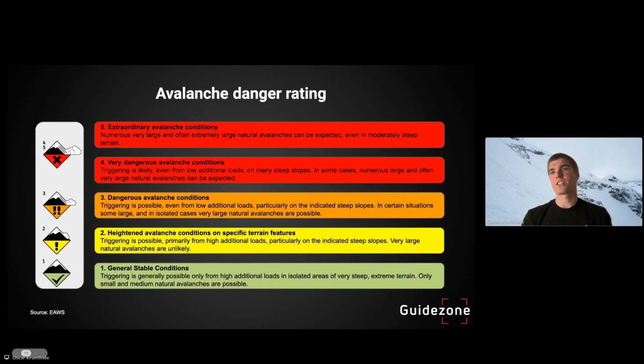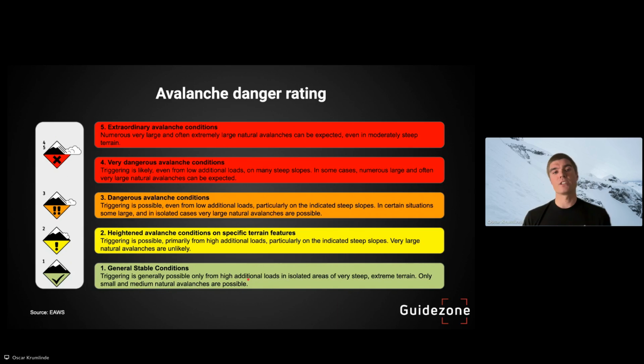So I know it's a lot of text, but I'm going to read out at least part of it and put a bit of emphasis on certain aspects. So we have number 1, which is referred to as generally stable conditions. Here, triggering is generally possible only from high additional loads in isolated areas of very steep or extremely steep terrain. So here, 35 degrees and above usually.